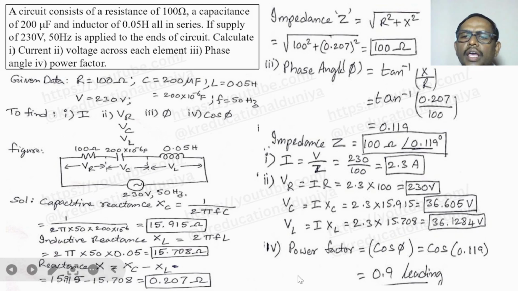How are you going to say? Current lags voltage in inductance, current leads voltage in capacitance, current is in phase with voltage in resistance. By knowing this, we are going to put this one here as XC is leading, right?